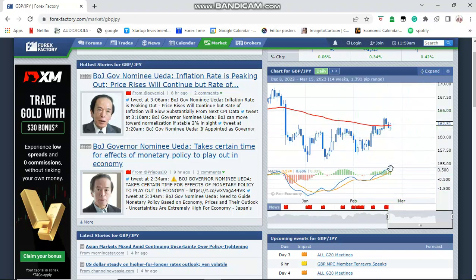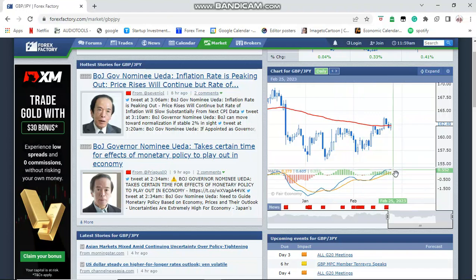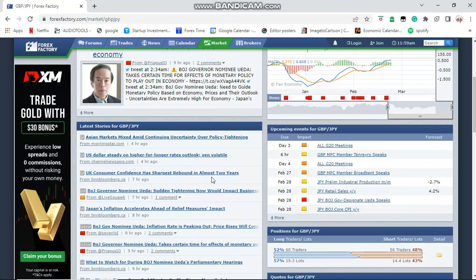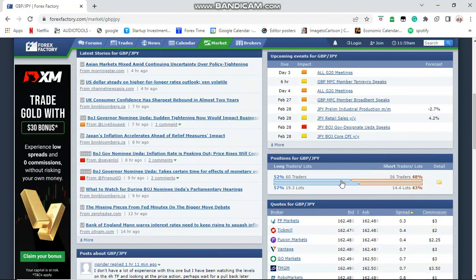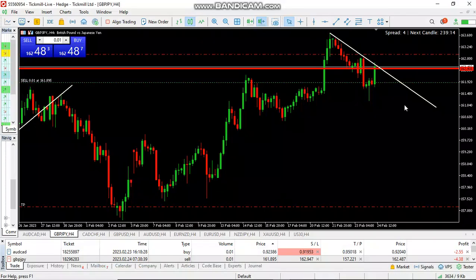Now on the MACD also, you can see that it is starting to turn around over there, which tells me that there might be something. Now coming from the open positions, it's basically a 50-50, so this is a fight to see who's going to win, and I hope that this one starts breaking down to the downside.